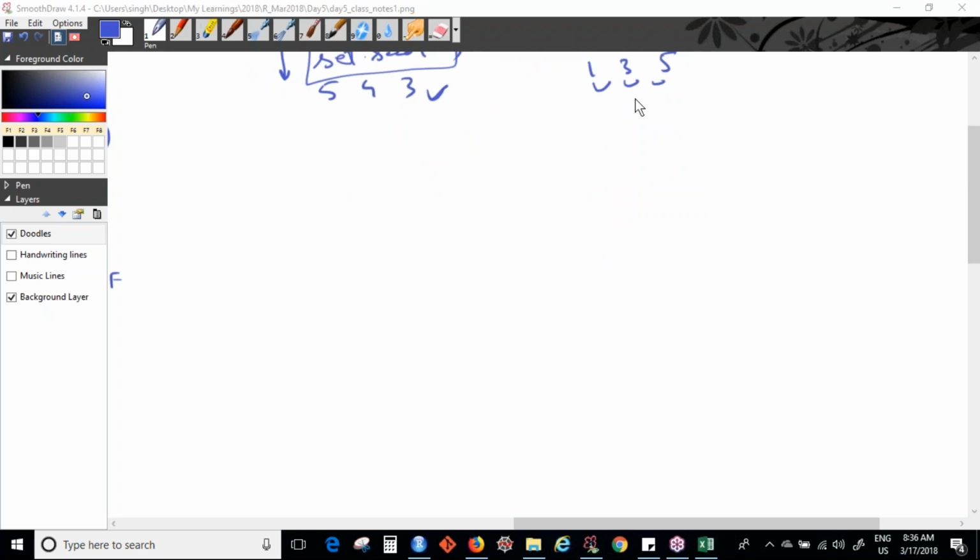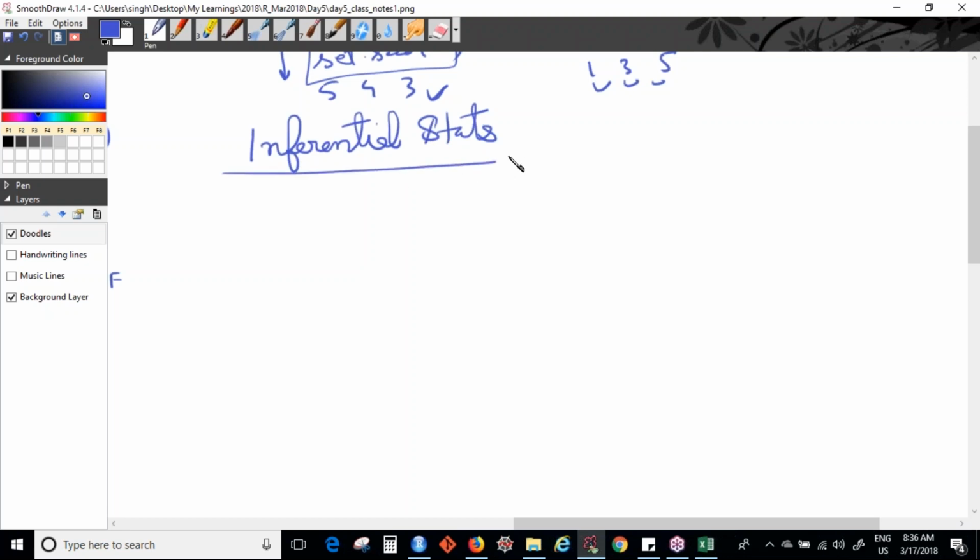Okay, so let's begin with today's topic, guys. Today we will be looking at inferential statistics. We'll cover a lot of important theorems today. Okay, so let's begin with the first one, which is not a theorem, which is called a z-score.